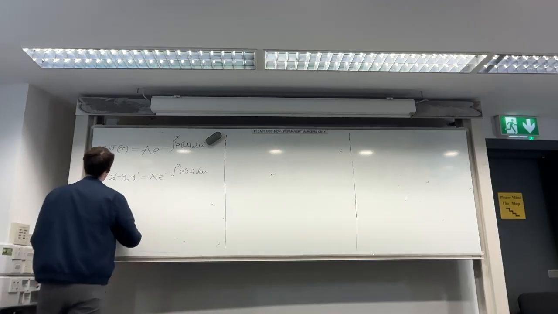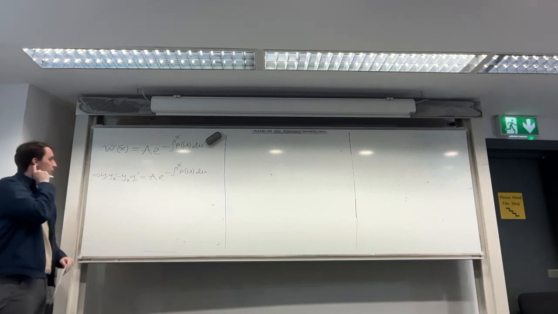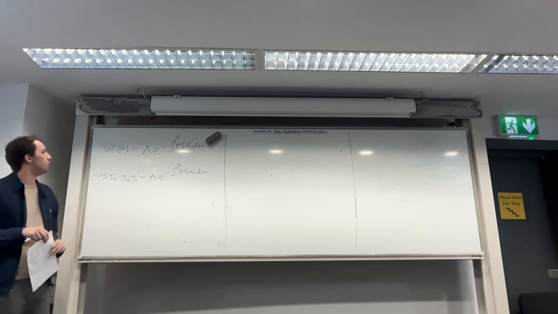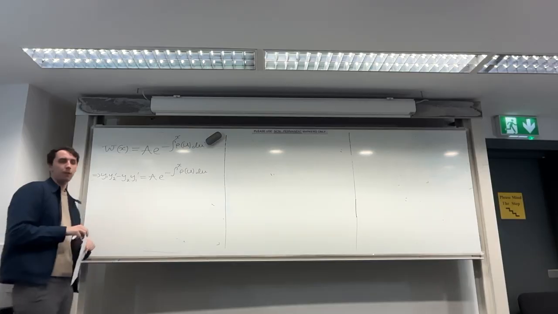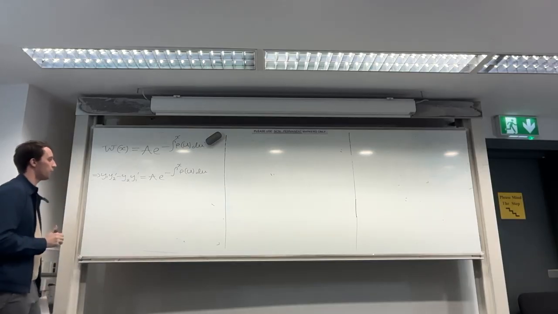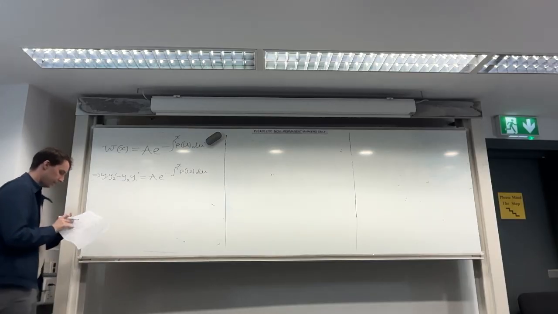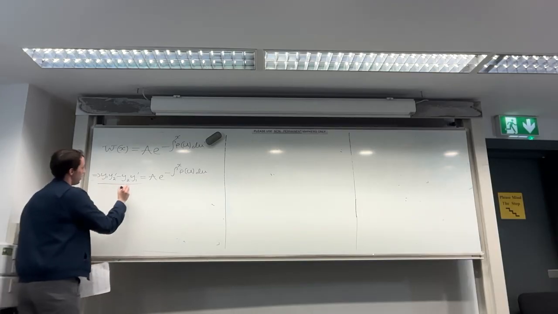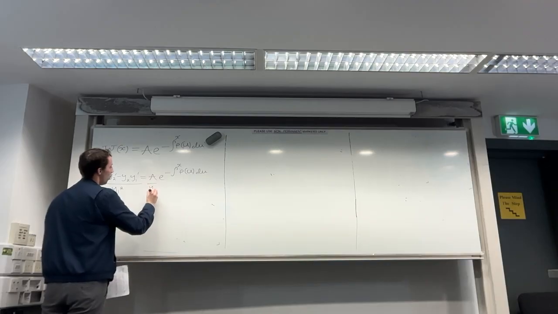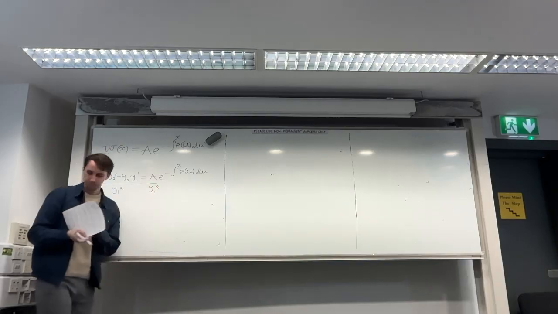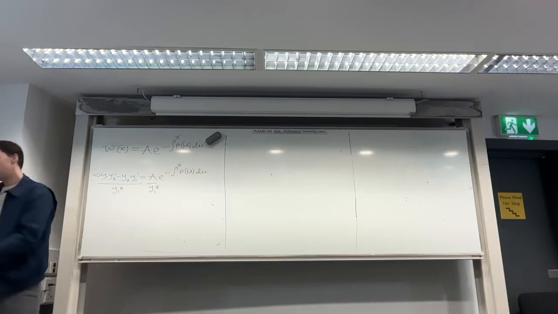Now how are we going to do that? Well, to do that, I'm going to do something that may seem a little strange at first. I'm going to divide both sides of this equation by y1 squared. So why am I doing that?